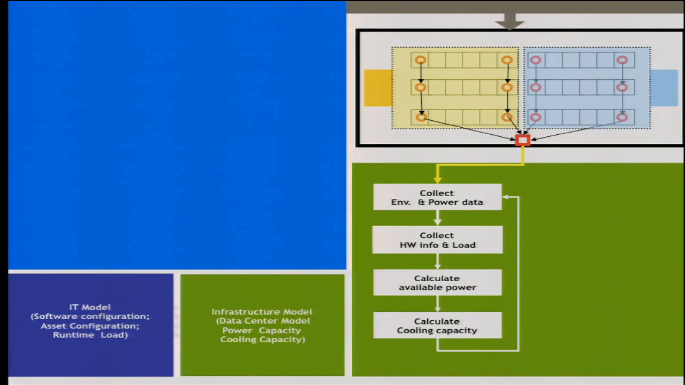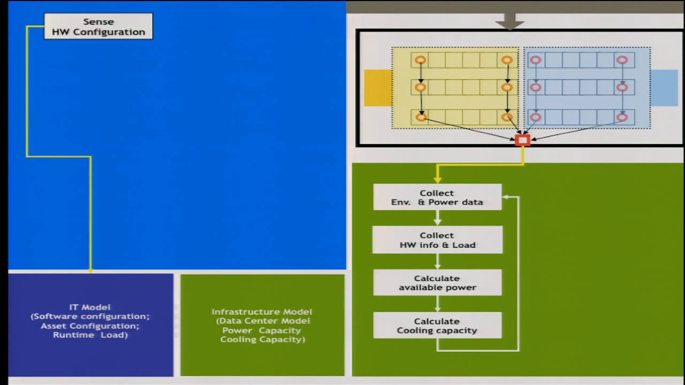So you're continuously monitoring the data center. You're monitoring the cooling infrastructure and the power infrastructure. From there, you're building what kind of cooling capacity you have and what kind of power capacity you have. At the same time, you're also capturing what kind of information you have on the IT side. From this infrastructure, now you want to run a certain load.